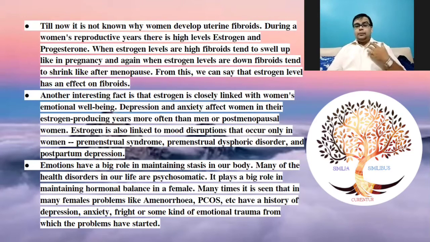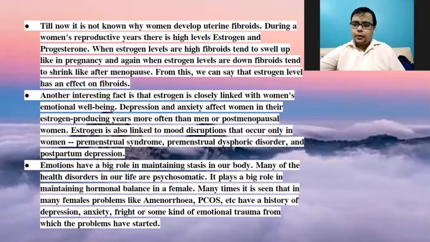As I said, emotions have a high role in maintaining stasis in our body. Many of the health disorders in our life are psychosomatic. Similarly, uterine fibroid is also a kind of psychosomatic disorder. It plays a big role in maintaining the hormonal balances in a female body especially, and many times it is seen that many female problems like amenorrhea, PCOS, etc. have a history of depression, anxiety, fright, or some kind of emotional trauma from which the problems have started.